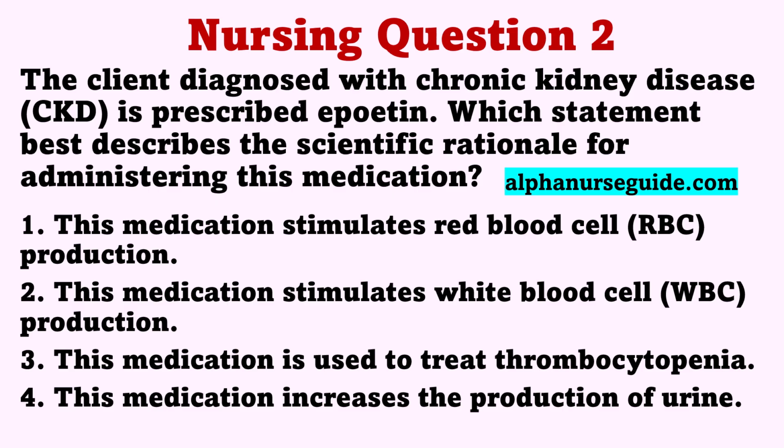Filgrastim is the biological response modifier that stimulates WBCs and is not used in the treatment of CKD. Oprelvekin is the biological response modifier that stimulates megakaryocyte and thrombocyte production, which stimulates platelet production to prevent thrombocytopenia in clients receiving chemotherapy. There is no medication that increases the production of urine. Diuretics increase the excretion of urine, but do not affect the production of urine.